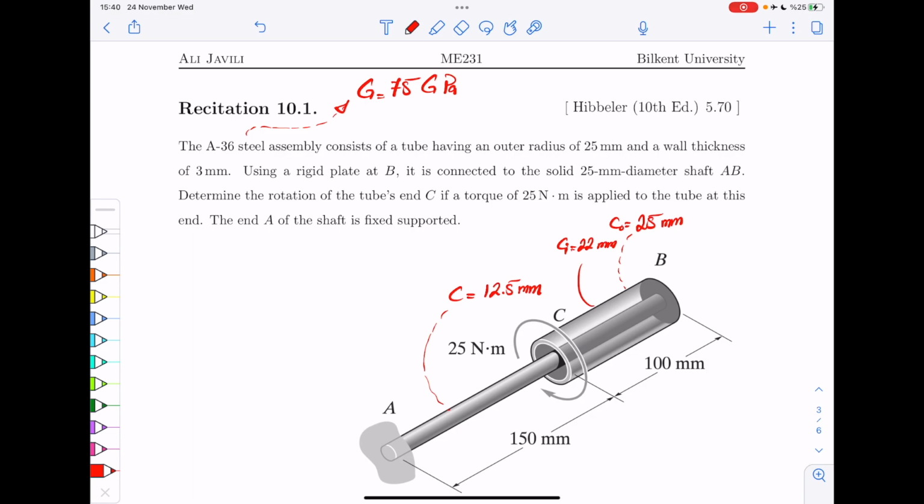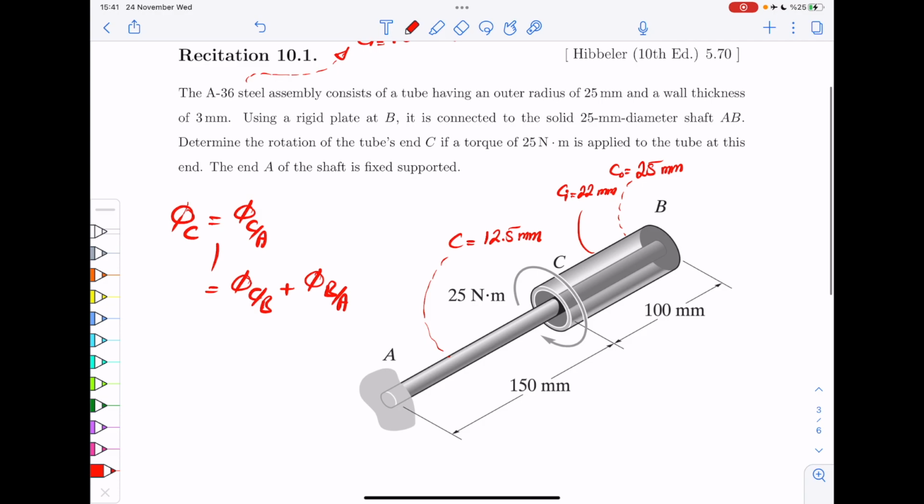All right, so what we want to do is to calculate phi, or angle of twist, at C. But remember that when we want to calculate the angle of twist at any point, we should always calculate it with reference to a fixed point. So the fixed point here is point A. A is supported, right? So this basically is phi of C with respect to A. That itself means phi of C with respect to B plus phi of B with respect to A. Does that make sense? Okay, so that's all you need to do.